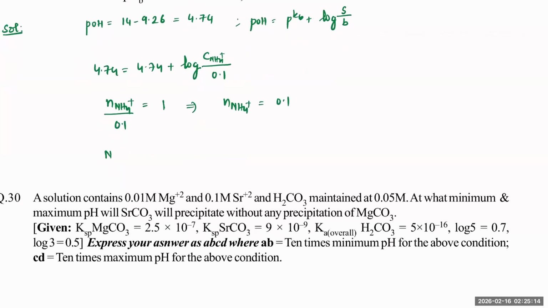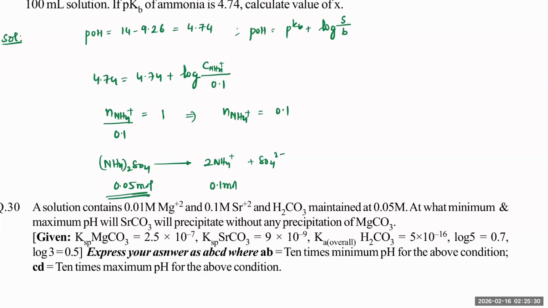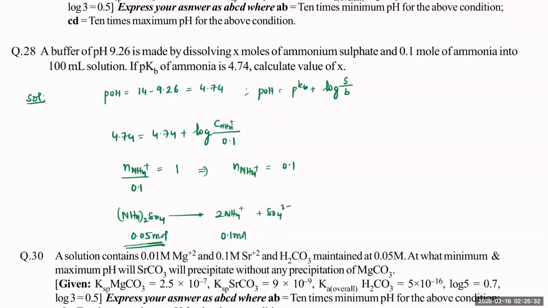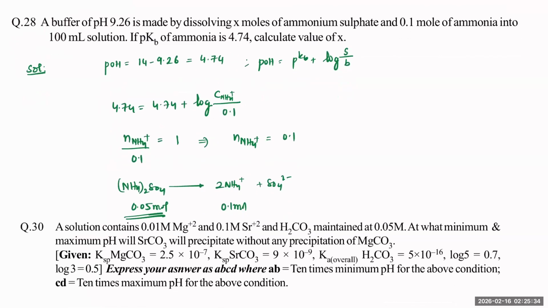Now, ammonium sulfate is ionizing to give 2 moles of NH4 plus and SO4 2 minus. Now, if this is 0.1 moles, then this has to be 0.05 moles. Correct? So that is what has been asked. What is the value of X? Clear, everyone?